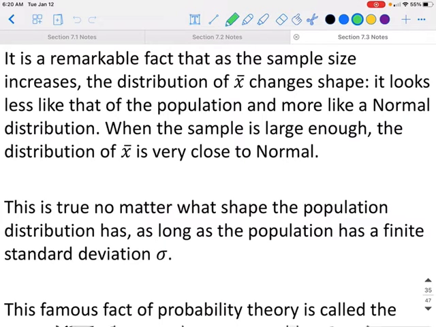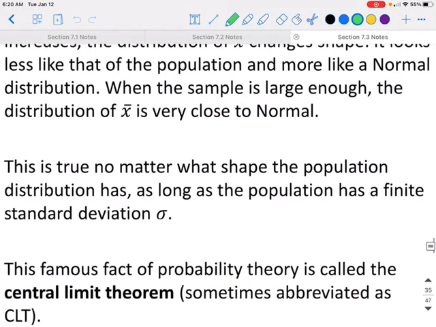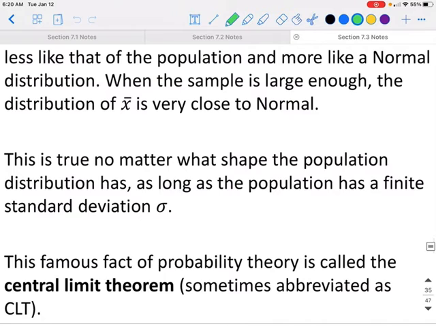So it's a remarkable fact that as the sample size increases, the distribution of X bar changes shape. It looks less like the population and more like a normal distribution. When the sample is large enough, the distribution of X bar is very close to normal. This is true no matter what shape the population distribution has, as long as the population has a finite standard deviation, sigma. This famous fact of probability theory is called the central limit theorem.